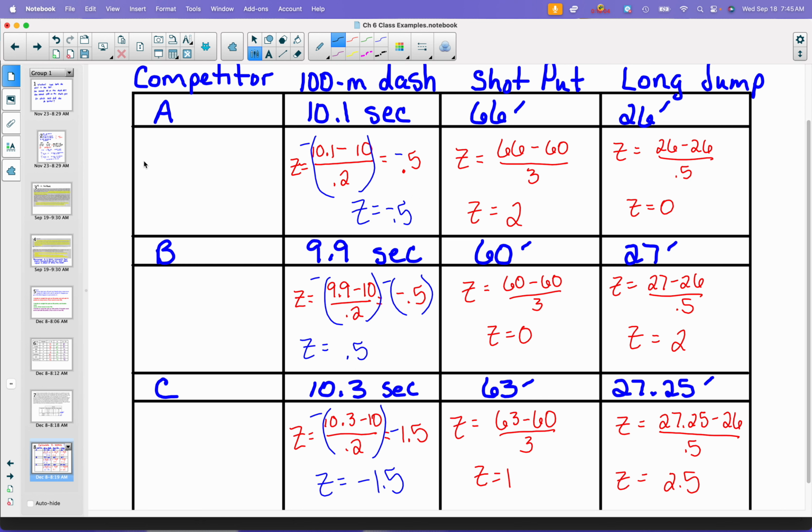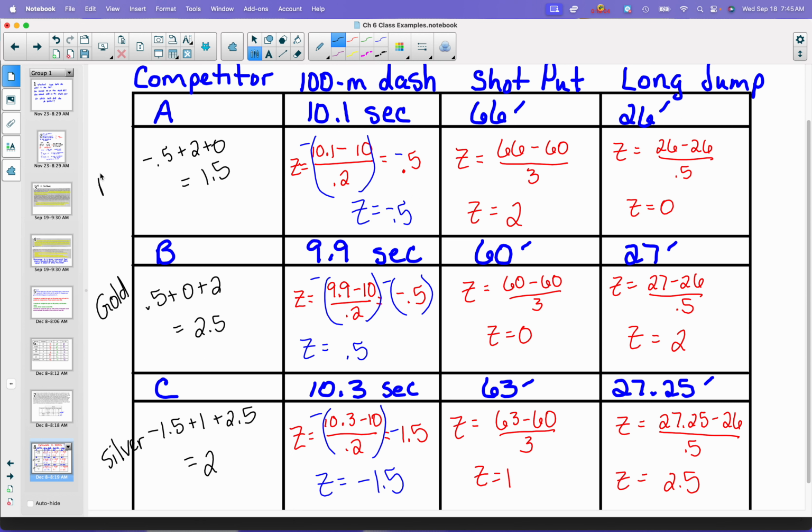So if you add up the z-scores, negative 0.5 plus 2 plus 0, I get 1.5. And if I take 0.5 plus 0 plus 2, I get 2.5, and if I take negative 1.5 plus 1 plus 2.5, I get 2. So then we have player B gets the gold, competitor C gets the silver, and competitor A gets the bronze, if those were the top 3 people.